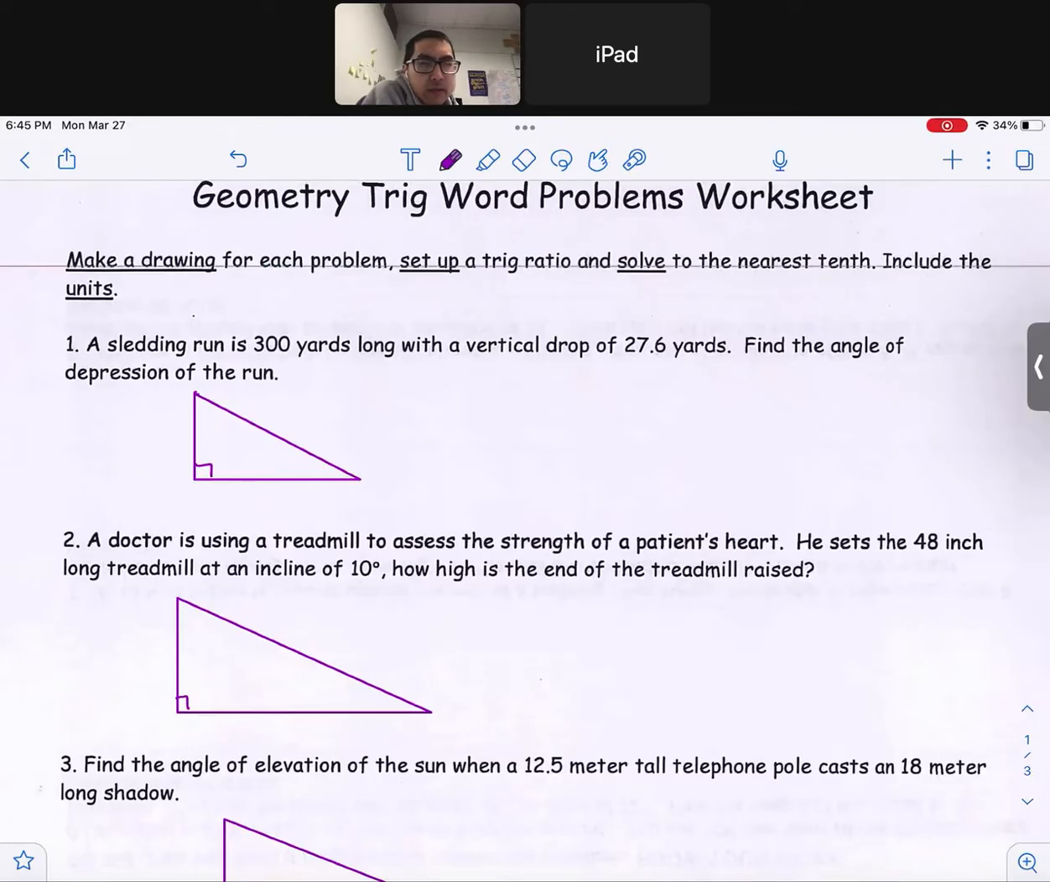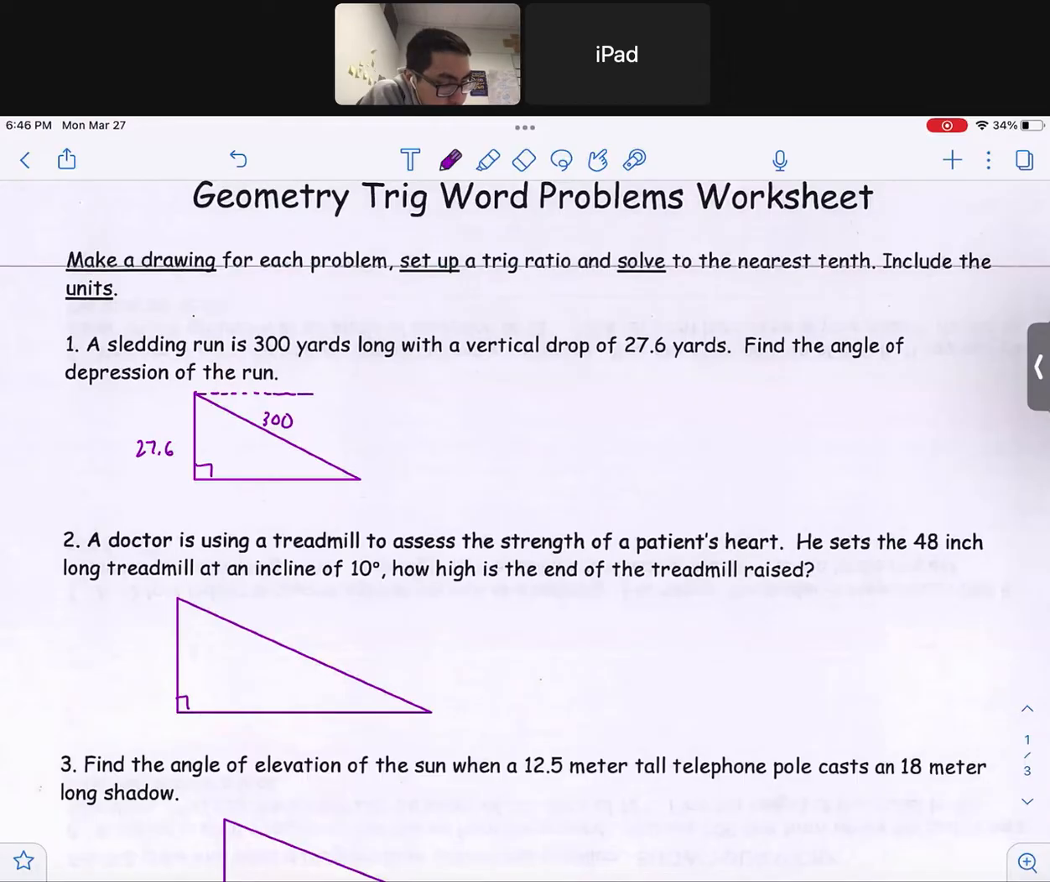Now, a sledding run is 300 yards long with a vertical drop of 27.6 yards. So it has a vertical drop of 27.6 yards, and the sledding run itself is 300 yards long. Find the angle of depression of the run.